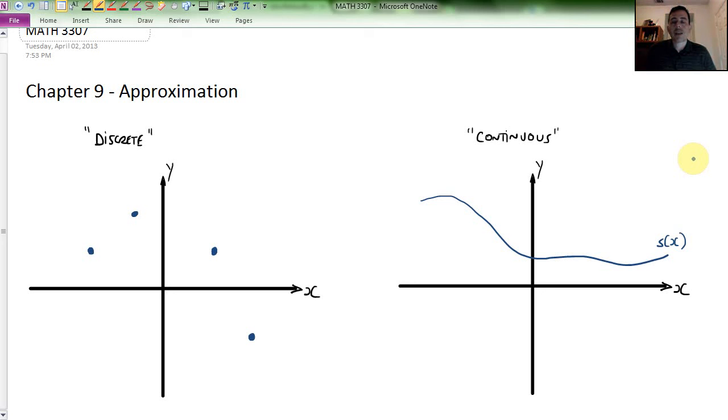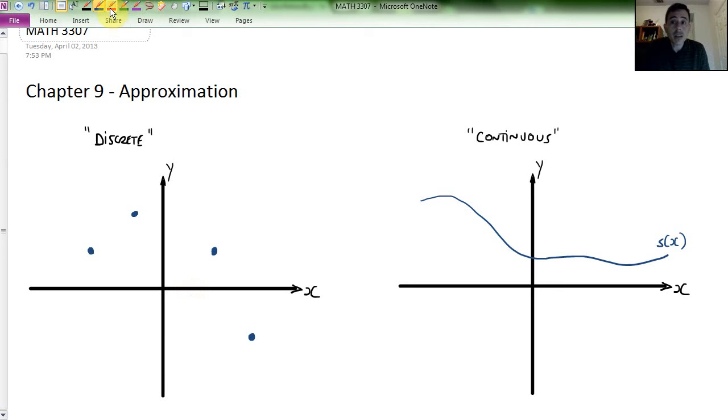Hello everyone. In this chapter we're going to study numerical methods for approximating data points or functions. So there are basically two types of approximation. The first one is called a discrete approximation. You're given a bunch of points and you would like to find a function that will approximate these points.